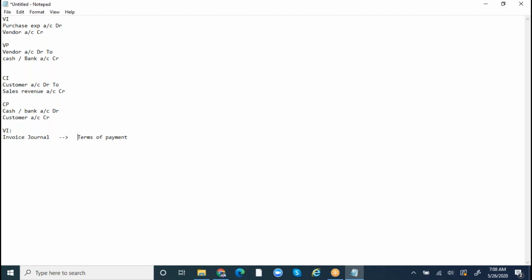What is this terms of payment? Terms of payment means the mutual agreement between you and your vendor. I will pay money after 45 days, or I will pay money after 30 days. Like that, you agree with your vendor. The same is available for customers also. Terms of payment means an oral commitment. There are no strict documents, though sometimes documents may exist depending on the business. Terms of payment means payment after some days.